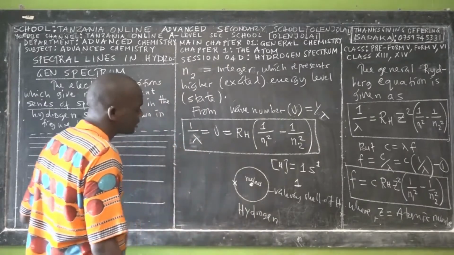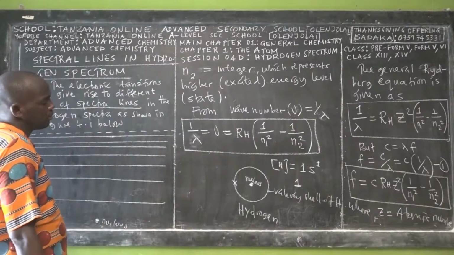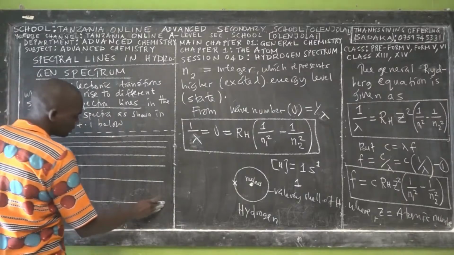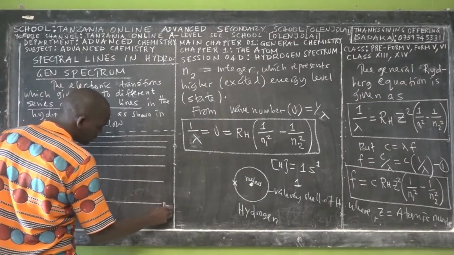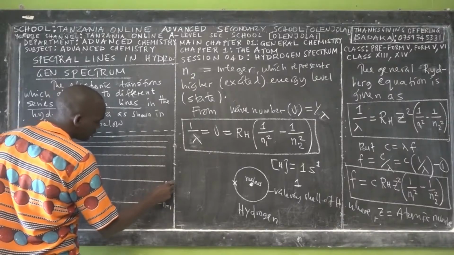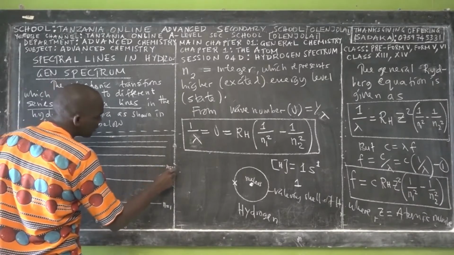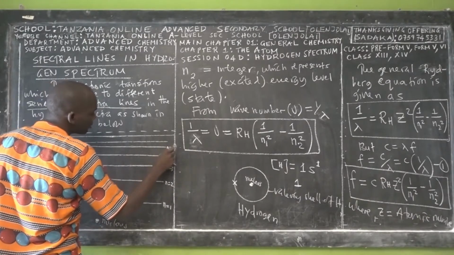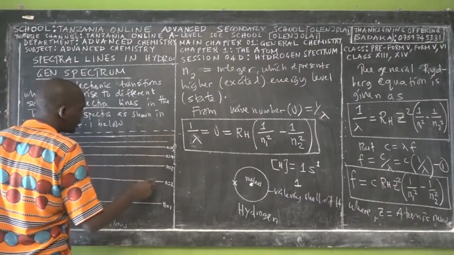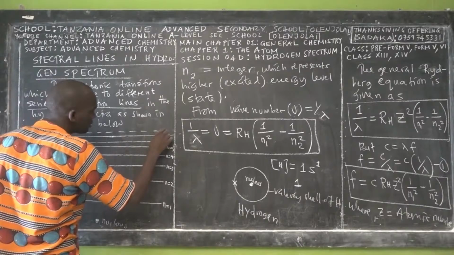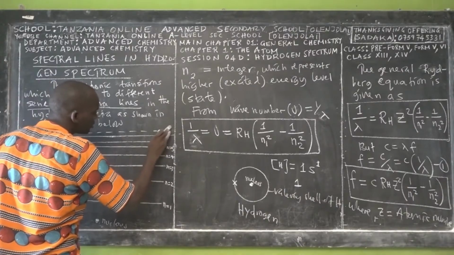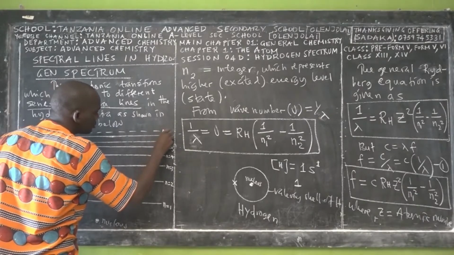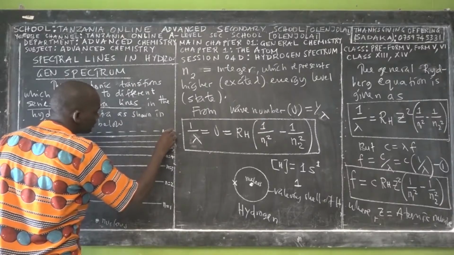So within this valence shell, which contains one electron, we find several energy levels. This is n equals 1. Here we have n equals 2, n equals 3, n equals 4, n equals 5, then etc., and here we have n equals infinity.